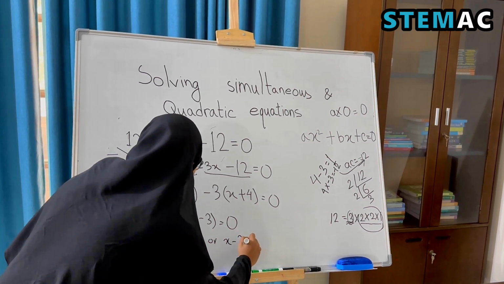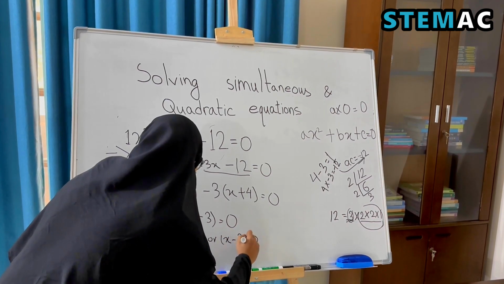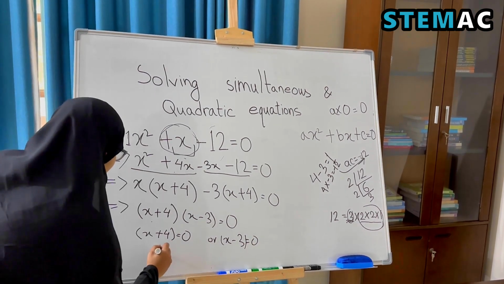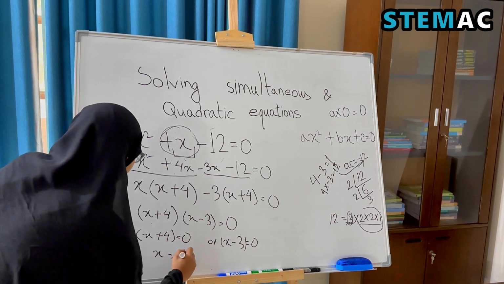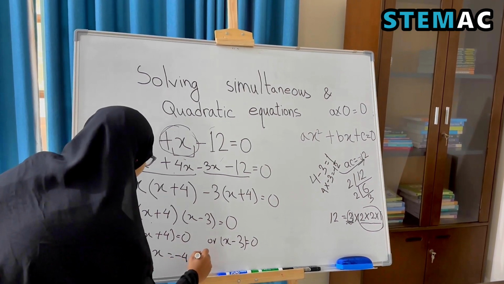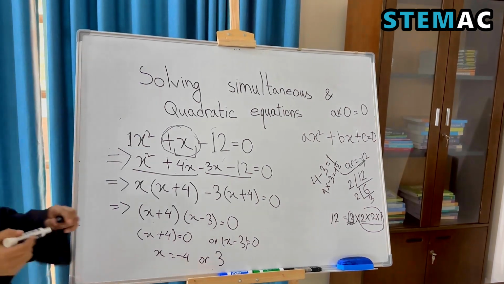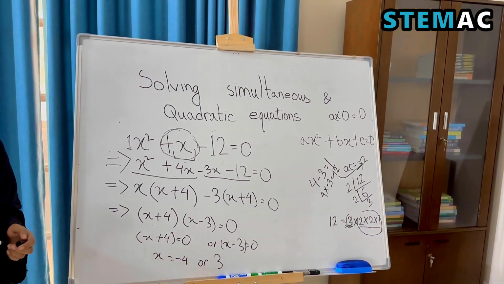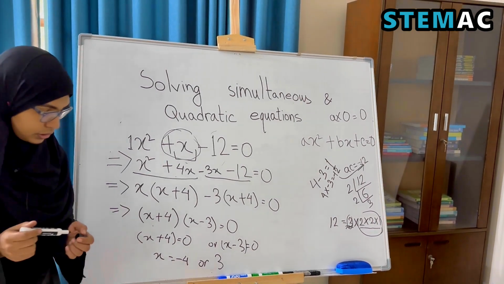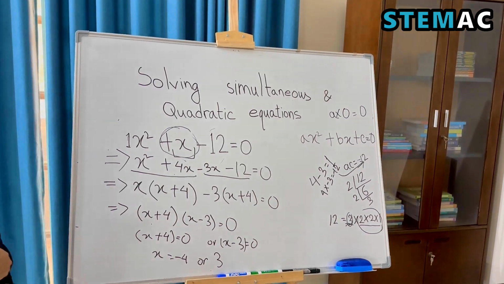That makes x equals to minus 4 or 3. Solving quadratic equations by factorizing.